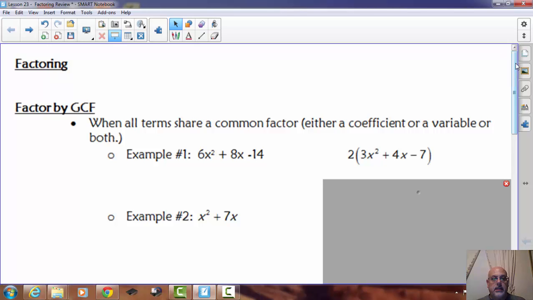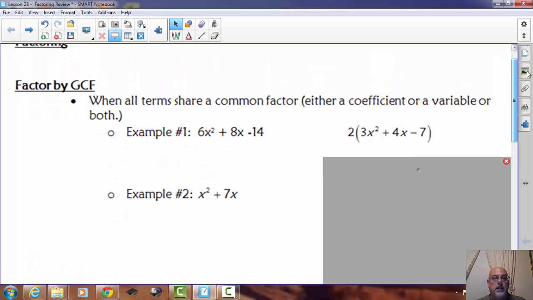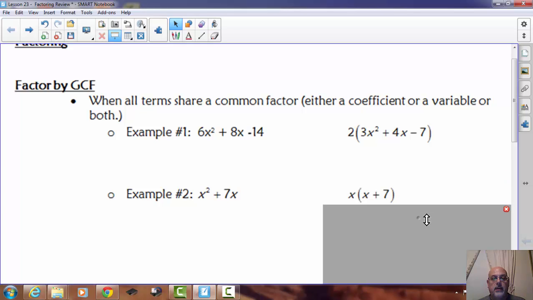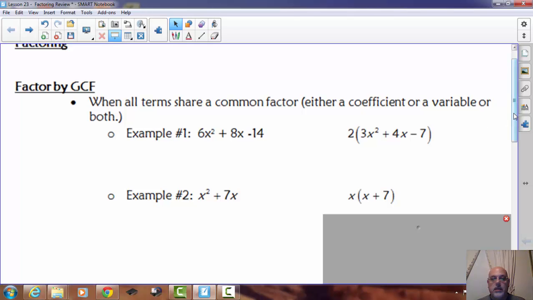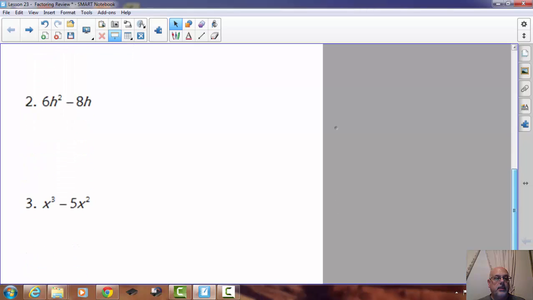Now look at the second example. Second example is x squared plus 7x. In that example, the x is the greatest common factor, so when you factor that out, you're left with x parentheses x plus 7. Now you'll see on your sheet there are 4 more practice problems.